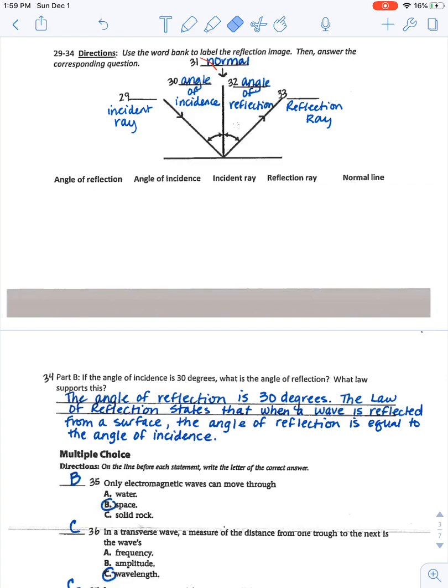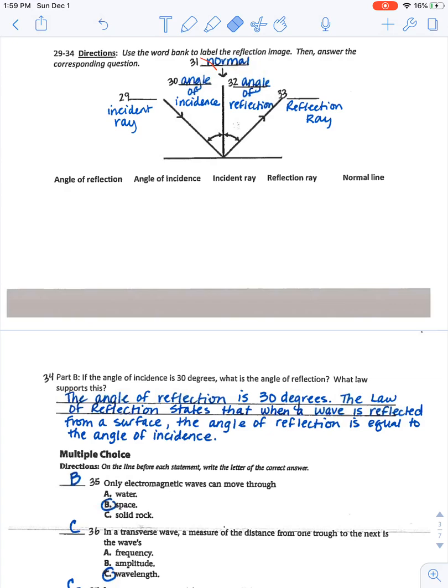Moving on, number 34. If the angle of incidence is 30 degrees, what is the angle of reflection and what law supports that? Okay, this is a two-part question. If the angle of incidence is 30, so is the angle of reflection because they're always equivalent. And that law is the law of reflection. The law of reflection supports that. It says that the angle of reflection is equal to the angle of incidence.